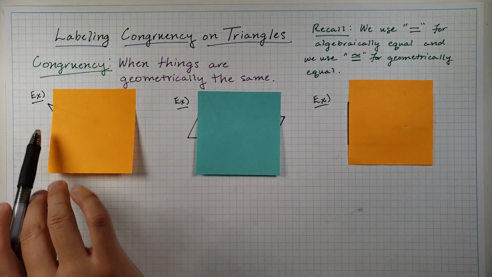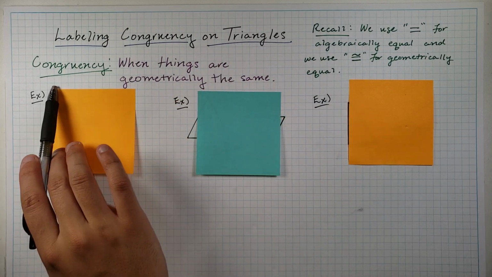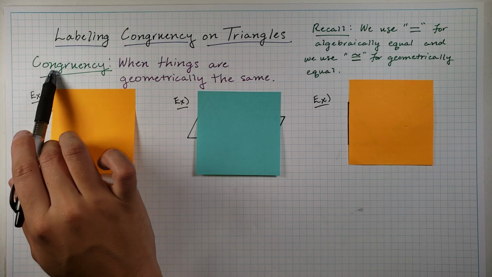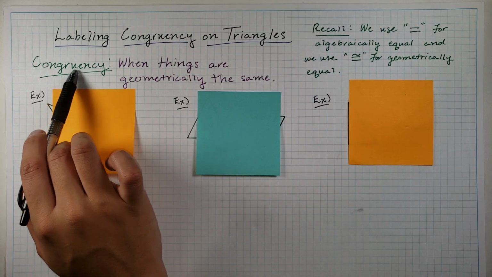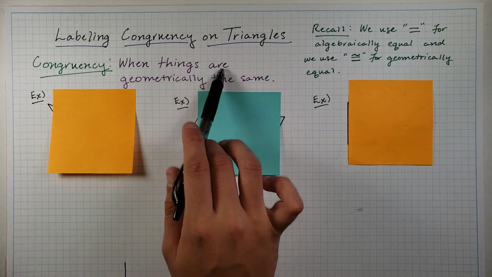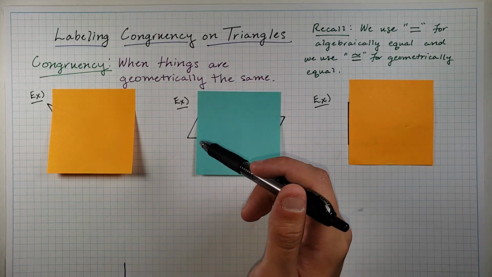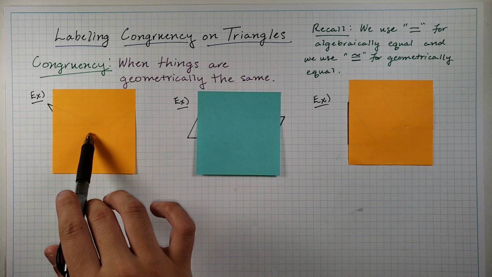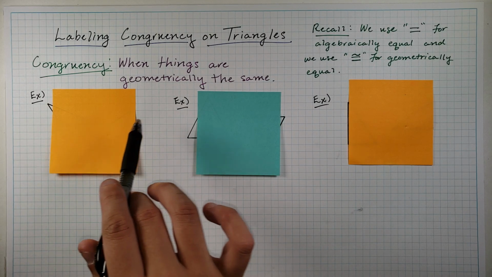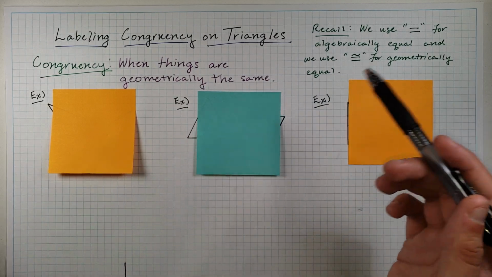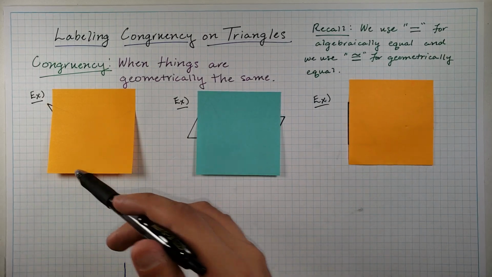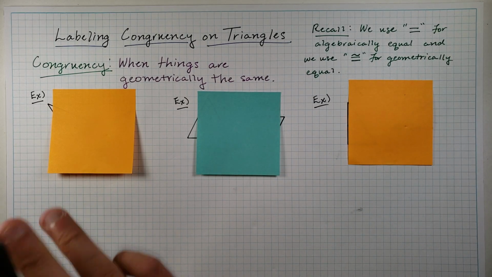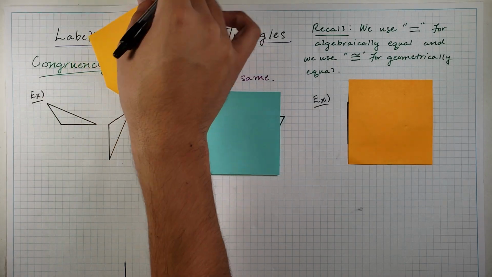All right, so labeling congruency on triangles. Let's look at the little summary of what congruency was. Congruency is just when things are geometrically the same. So what we're going to be looking at here is how we can say that triangles are geometrically the same. We're going to be looking at how parts of triangles are geometrically the same and how we can put it on paper. All right, so let's do some examples. It'll make more sense.